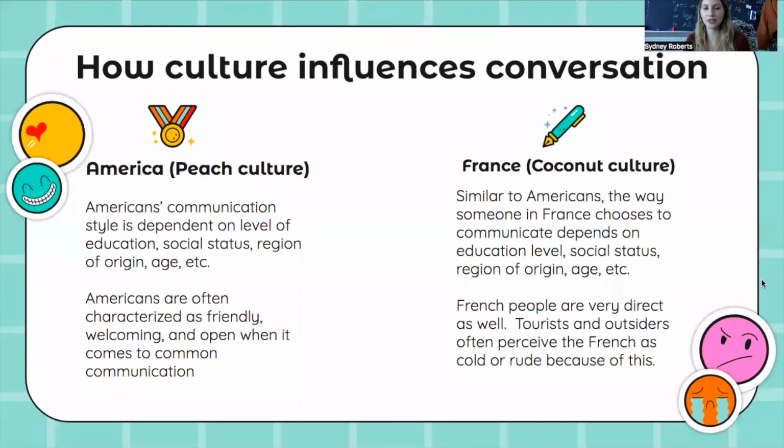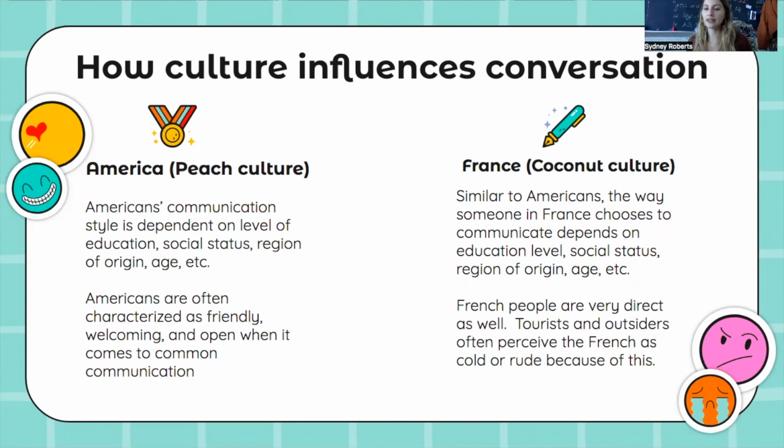So that's just a clear difference between our two cultures. And again, Americans' communication style is dependent on level of education, social status, region of origin, age, and other factors as well. And we're often characterized as friendly, welcoming, and open when it comes to common communication. And similar things contribute to how French people speak to one another. So education level, social status, religion, region of origin, age, all of those things are going to contribute to how a French person communicates even so.